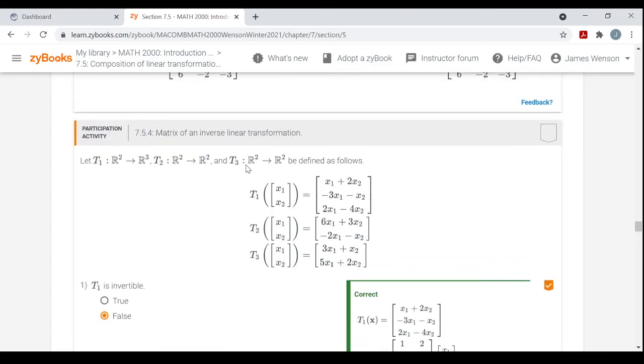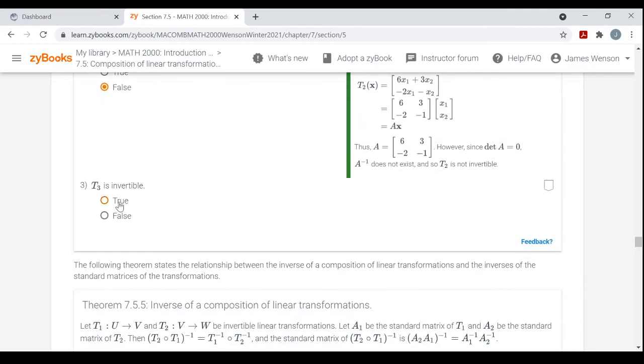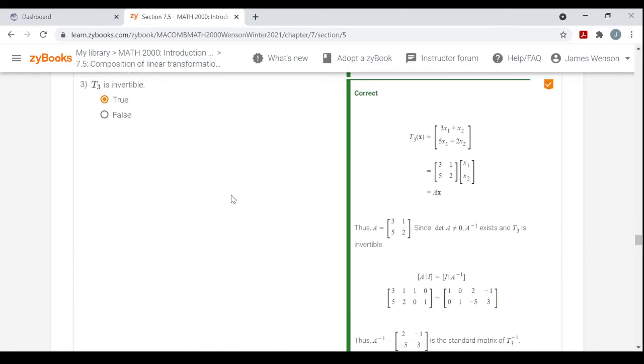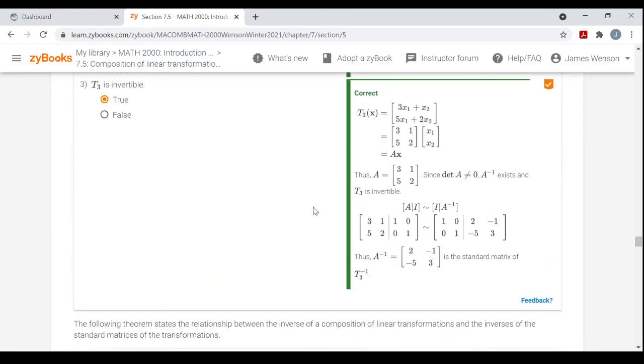And T3, R2 to R2, the dimensions are the same. It could be invertible. The standard matrix would be 3, 1, 5, 2. The determinant would be 6 minus 5. The determinant's not 0. The determinant of this 2 by 2 matrix would be 1, meaning that it is invertible. And if you wanted to find the inverse, you just find the inverse matrix and use that as the standard matrix for T3 inverse. But T3 would be invertible, and they show you that all here.